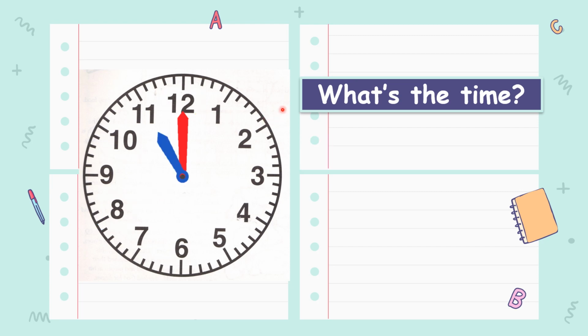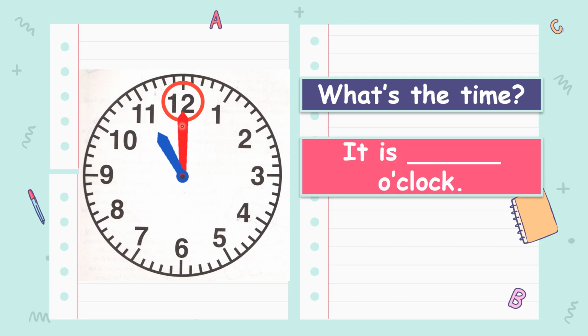Now, what is this? What is the time? If you look at the picture, the minute hand is at 12. Again, when you see 12, we need to use o'clock. So what about the hour hand? It shows 11. So the answer is, it is 11 o'clock.